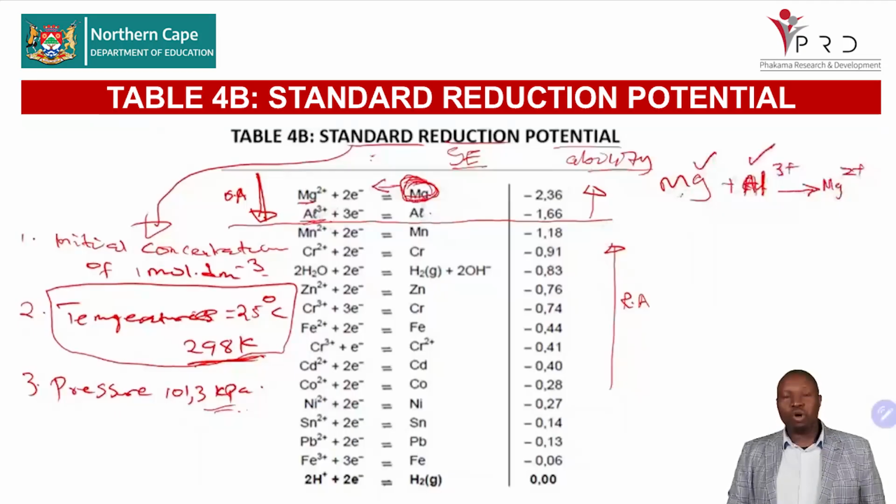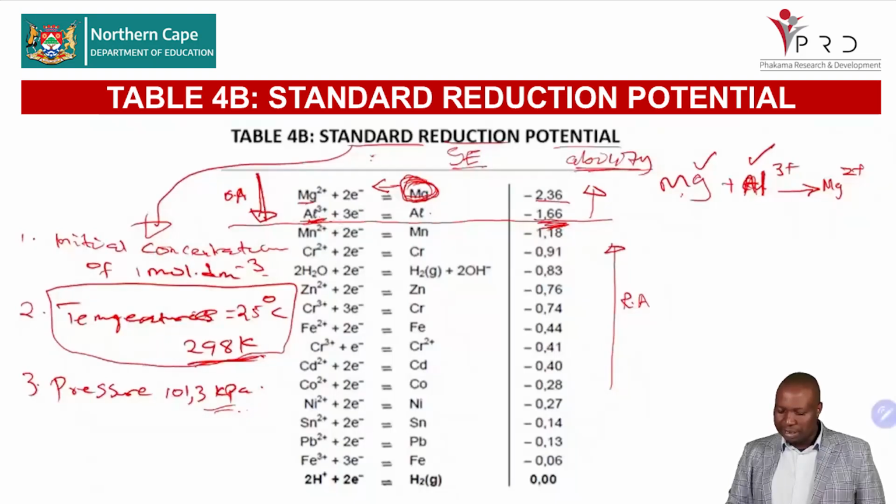Aluminium 3+ is a strong oxidizing agent, which means it must gain the electrons. Remember we said it has a bigger ability. Aluminium has a bigger ability. This number is bigger than that of negative 2,36. So aluminium 3+ has a bigger ability to gain electrons. Definitely it's a stronger oxidizing agent.